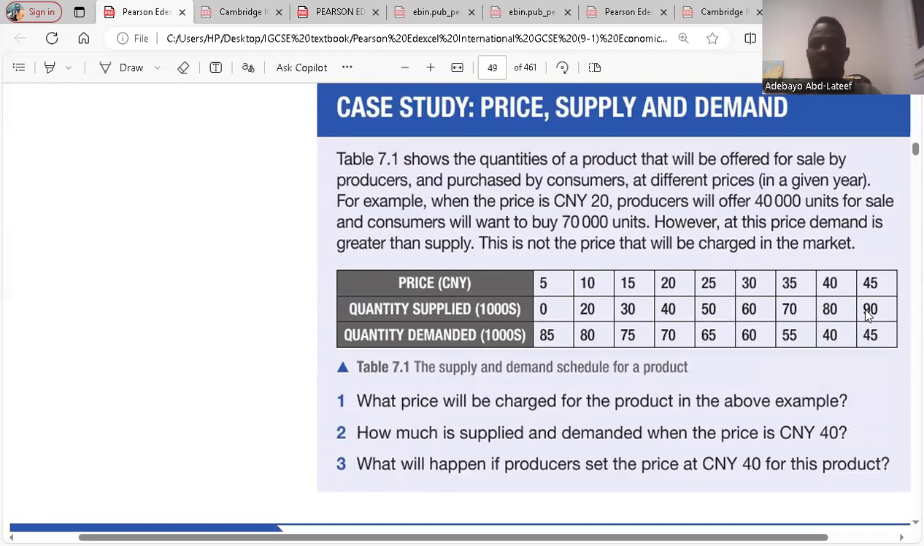So the first question says, what price will be charged for the product in the above example? The price that will be charged to reach equilibrium is 30. And if 30 is charged, 60,000 will be supplied and 60,000 will be consumed. I think that is clear.